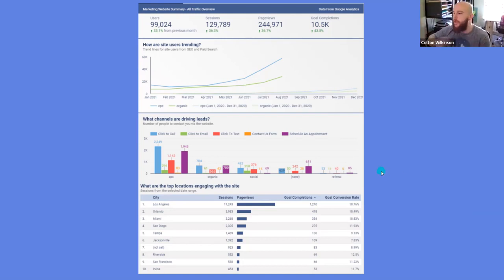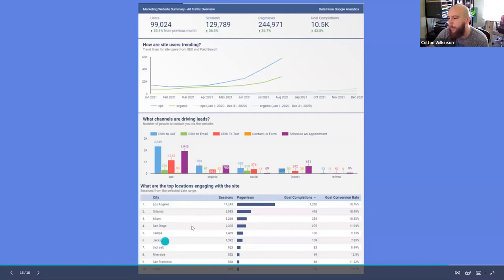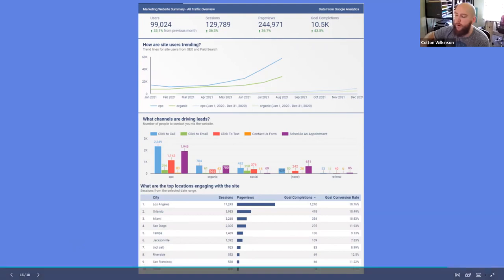And then channels driving leads, we can see by channel which leads are the most important for us. And then we can even break it down by city and location to see where specifically we're doing well and where we're not doing so well.